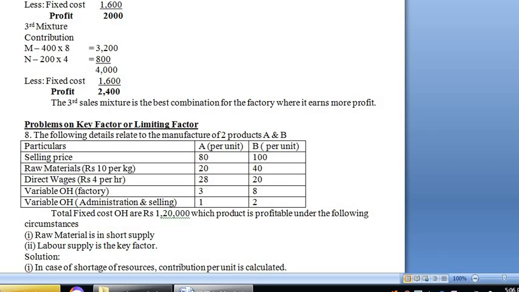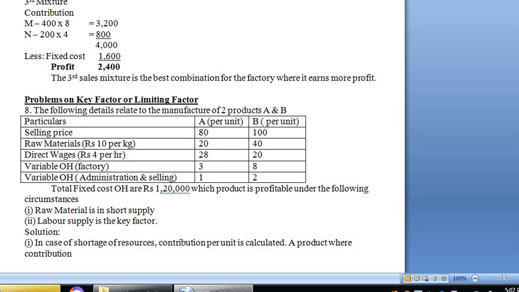Contribution per unit is calculated. A product where contribution per unit is relatively high, that product is beneficial. Okay, so whichever product contribution is high, that will be beneficial for the company.